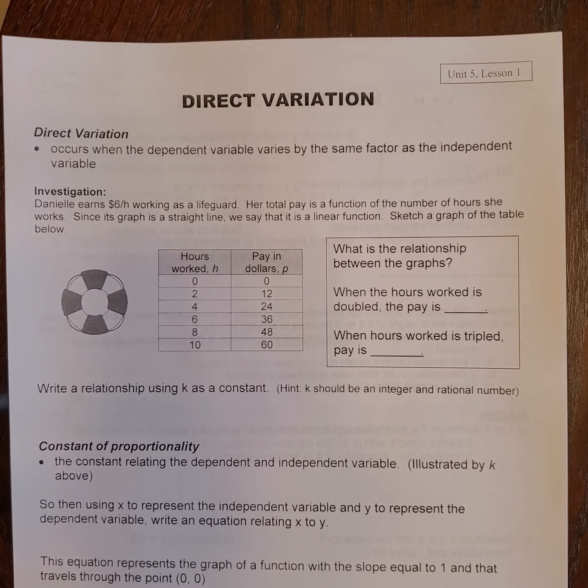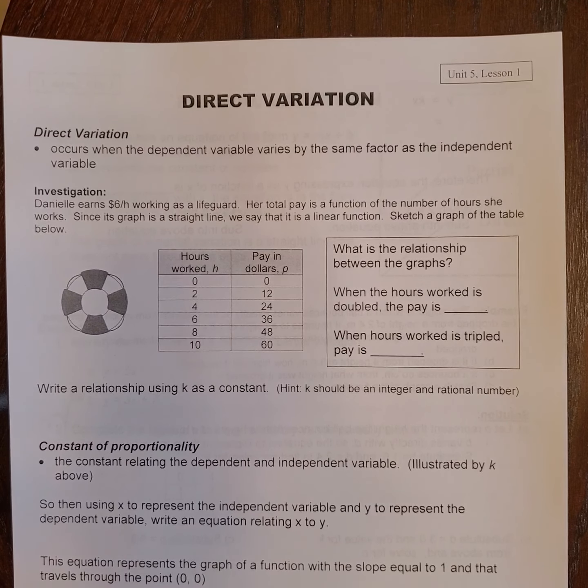Okay, so let's look at some information here. So the more Danielle works, the more she's going to get paid. So the hours worked would be our independent variable, and the amount she gets paid depends on the hours that she works. So at 0 hours, she gets 0 pay. At 2 hours, she gets $12. At 4 hours, she gets 24. So let's look at this box here and start answering some questions.